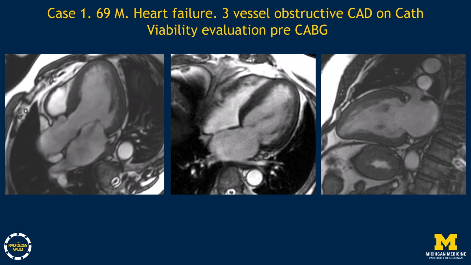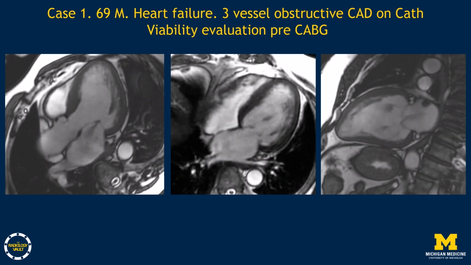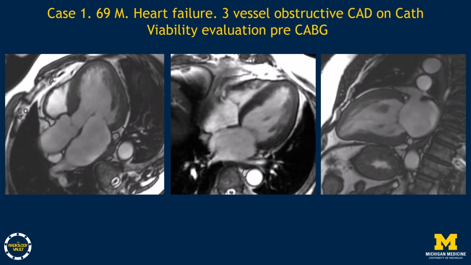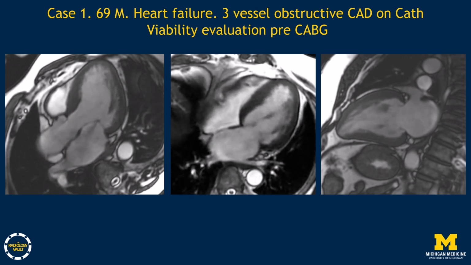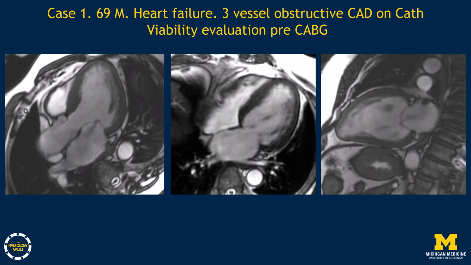This case, case number 1, belongs to a 69-year-old man who presents with heart failure. There's 3-vessel obstructive coronary artery disease on catheter angiography. Viability evaluation was requested with a view to coronary artery bypass grafting. Notice the left ventricular function is severely decreased.